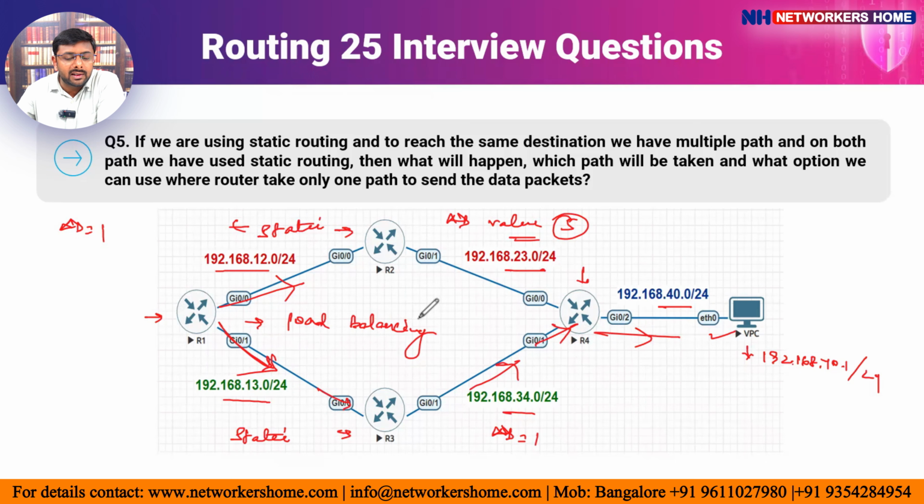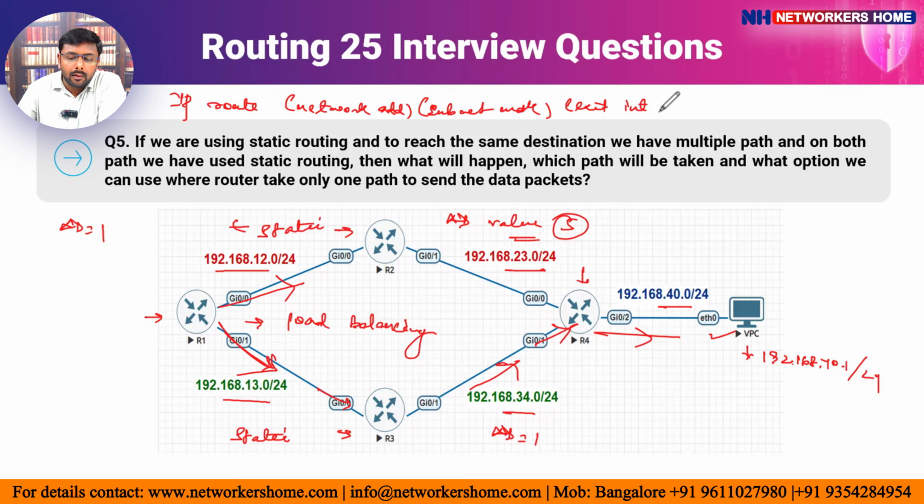So how can we change this AD value? For that, the command we have to add is ip route, and we give the network address if we are preferring a fully specified route. So we will also write the subnet mask as well as the exit interface number.